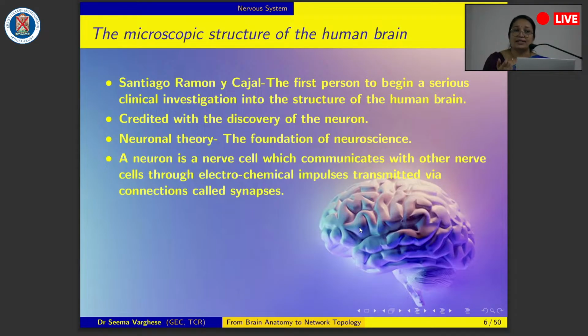So how does the cell of a brain look? For each organ, the cell is different. The constitution of the cell is different. For the brain, the basic cell is called a neuron. A neuron is a nerve cell which communicates with other nerve cells through electrochemical impulses transmitted via synapses. Synapses means just connections.